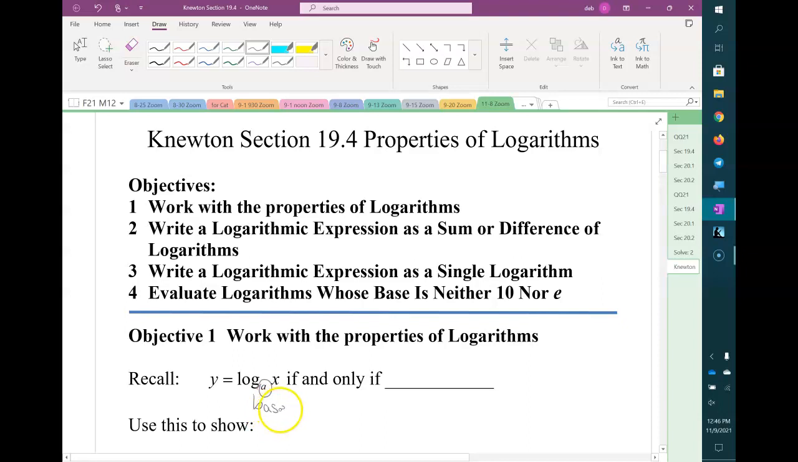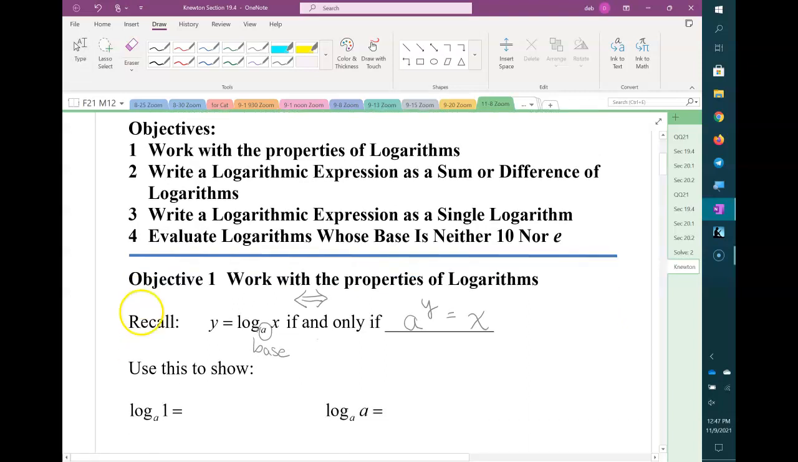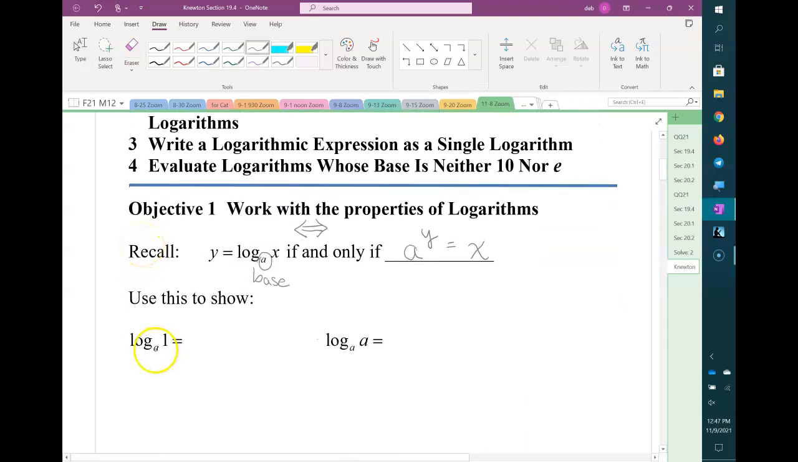This subscript here is called the base, so when you write it in exponential form, it's still the base. And now the y is the exponent, and a to the power of y equals x. If you're interested in notation, this is the notation that means the same thing as "if and only if." It's a two-directional statement where it's true both ways. So let's use this to show that the log in any base of 1 has to be 0.